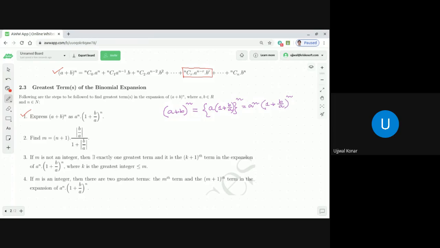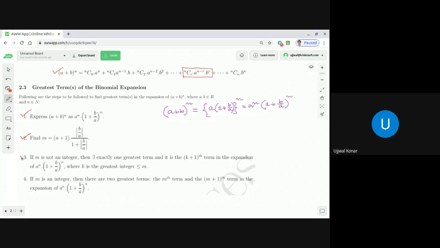So what are we going to find? We are going to find a value M which is equal to n plus 1 into mod of b by a by 1 plus mod of b by a. Then third step. Here we are going to discuss which term is the greatest term. That decision is driven by the value of m, the type of value of m. What is that? Third step.